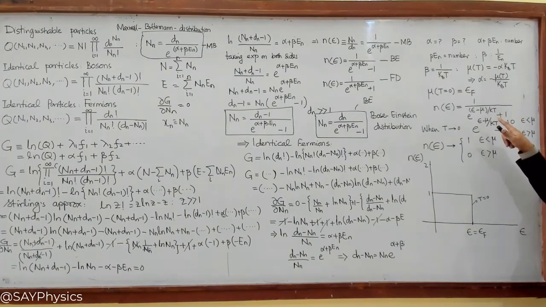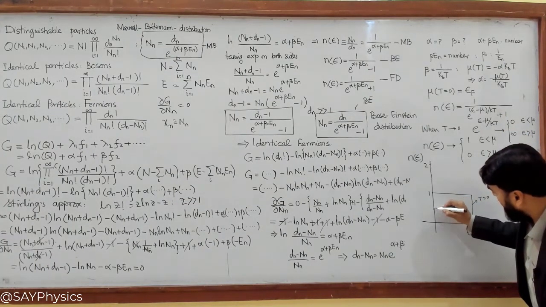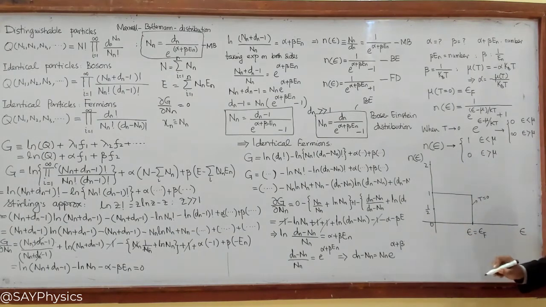So what will be in that situation? E to the power 0 by kT. So it means it is E to the power 0, and E to the power 0 is 1. 1 over 1 plus 1 comes out to be half, 1 over 2. So this is a half value, because this is the 0 value.